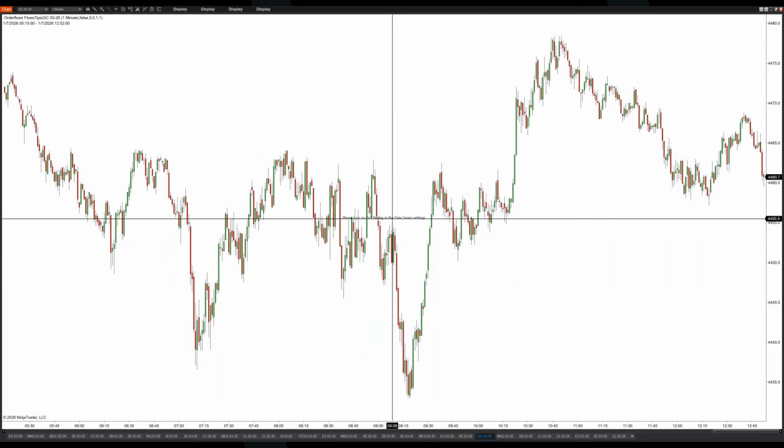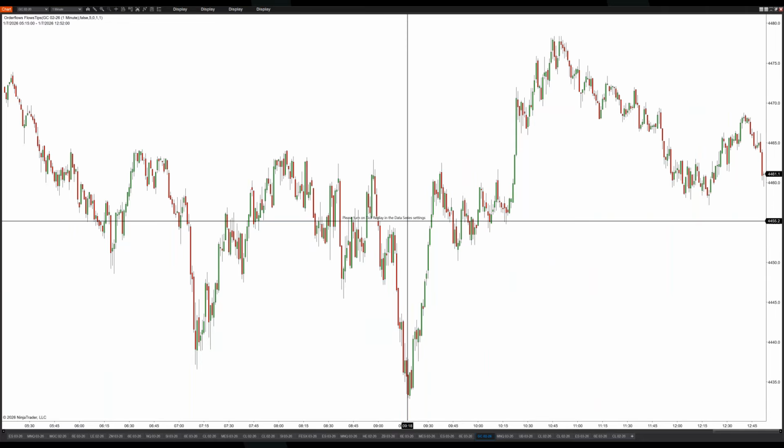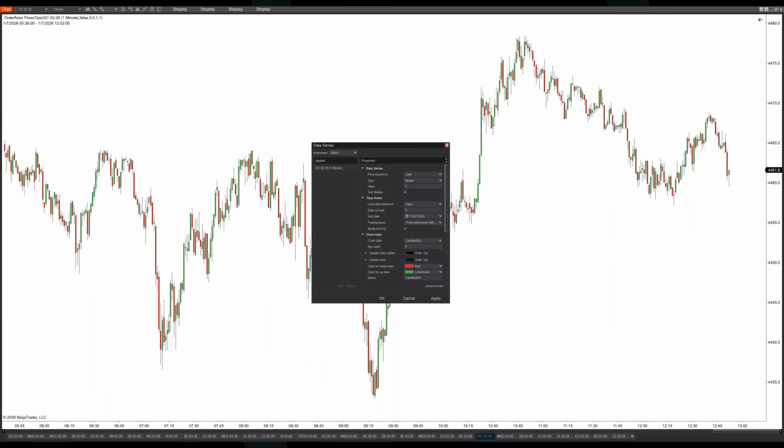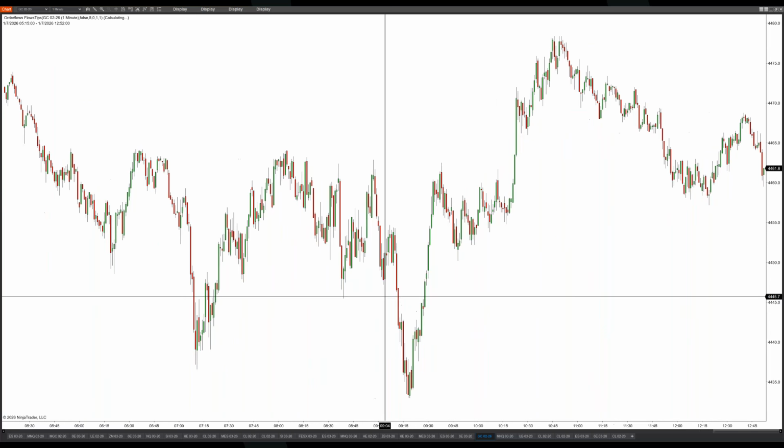No, it doesn't come up. There it is. Please turn on tick replay in the data settings. Okay. I mean, the thing with tick replay is so that you can see the historical plots.